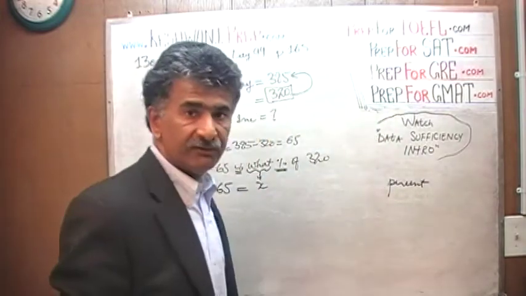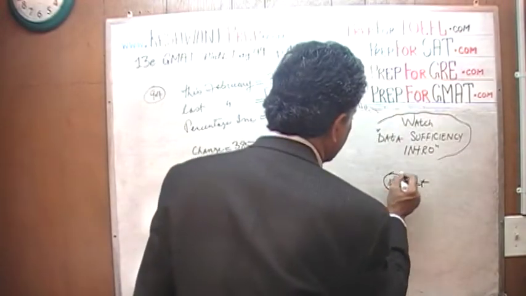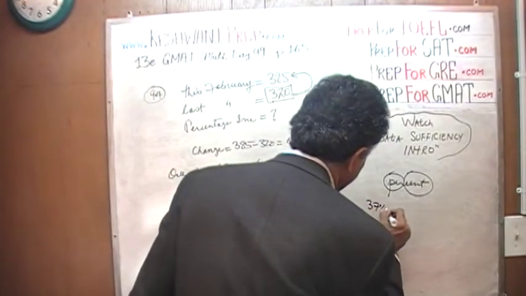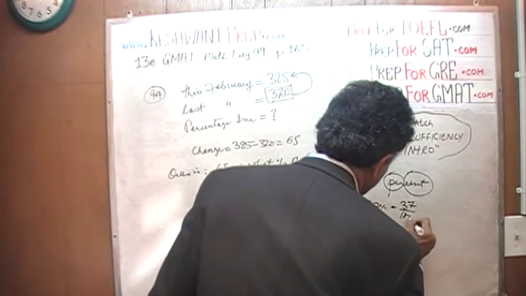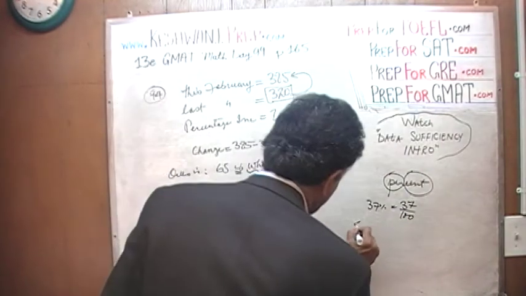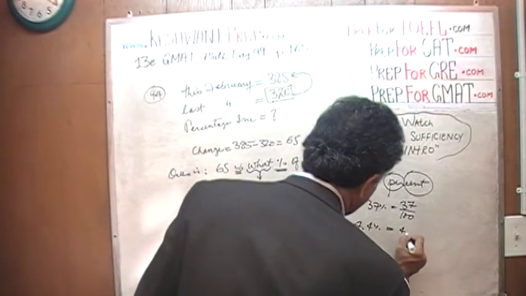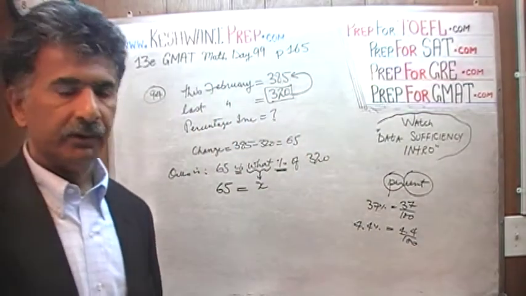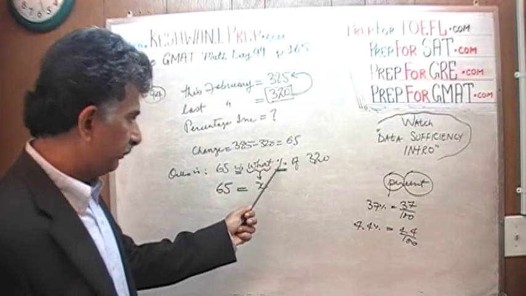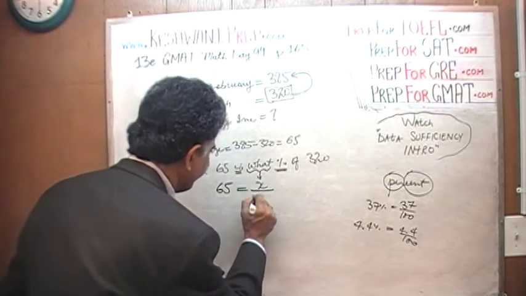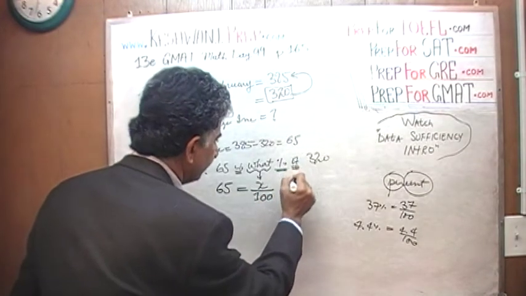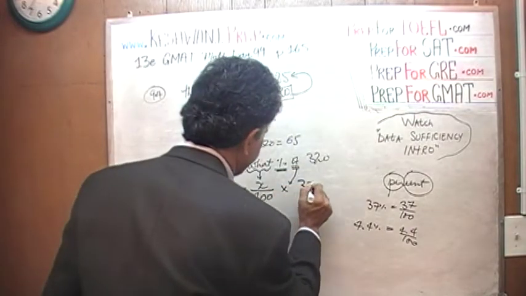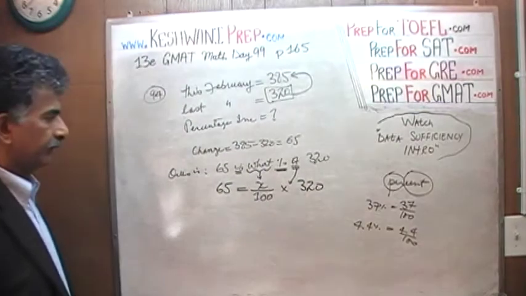Percent means exactly what it says. Percent literally means per 100. So if someone says 37%, that is 37 per 100. 4.4% means 4.4 over 100. 29% means 29 over 100. Here we have what and then percent. Percent means over 100. Of means times. Multiply. 320. That's it, that's our equation.